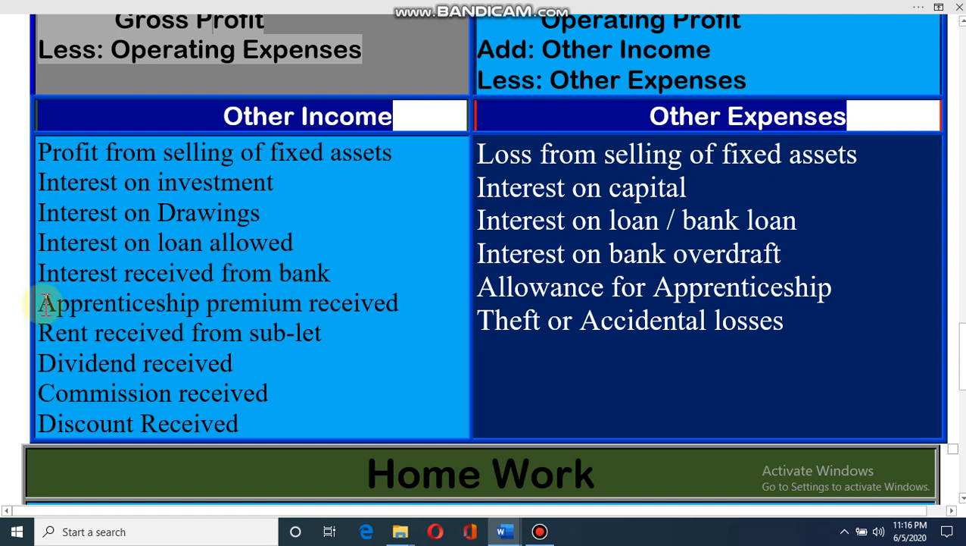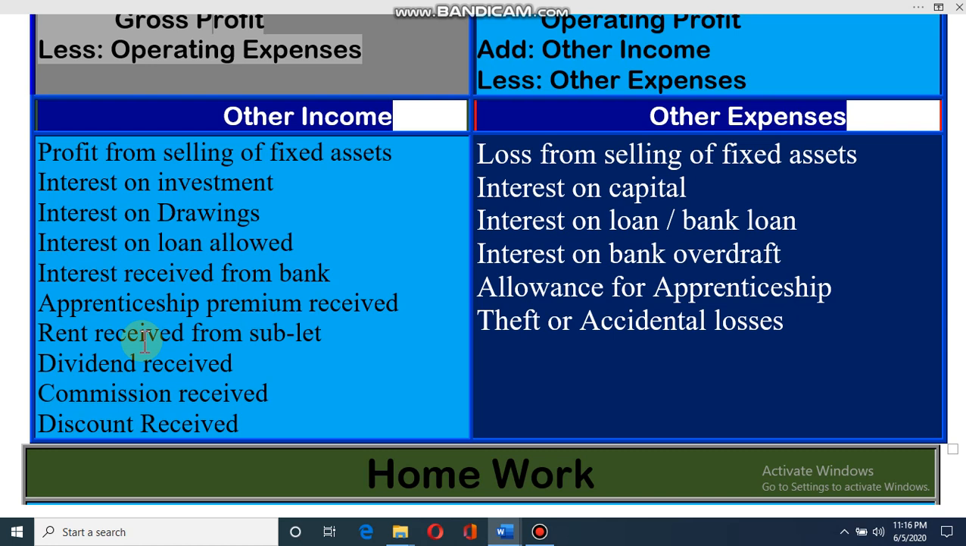Dear student, this is an important word, apprenticeship premium. That means from the trainee, from the apprenticeship, if you earn any money, that is apprenticeship premium. That is also income for the business. Rent received from sublet, dividend received, commission received, discount received. These are some important other income.